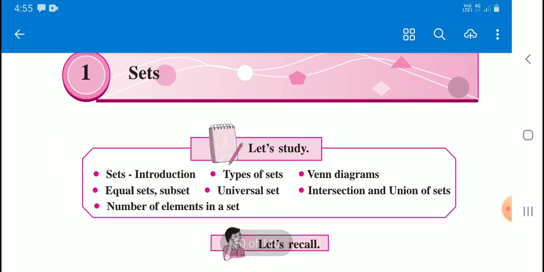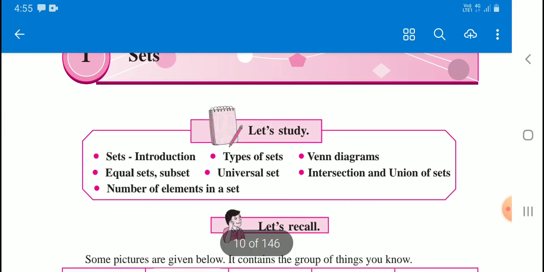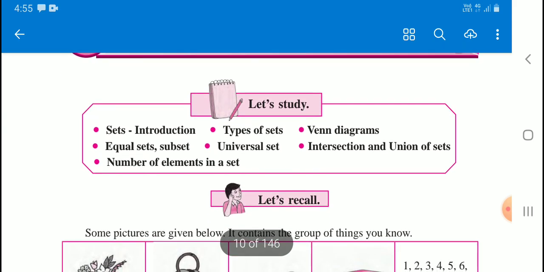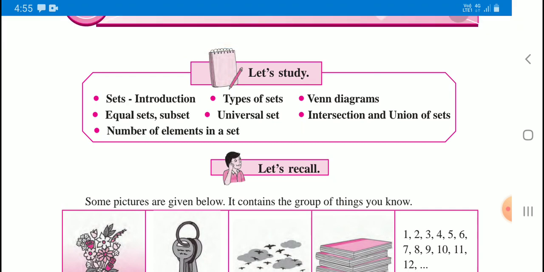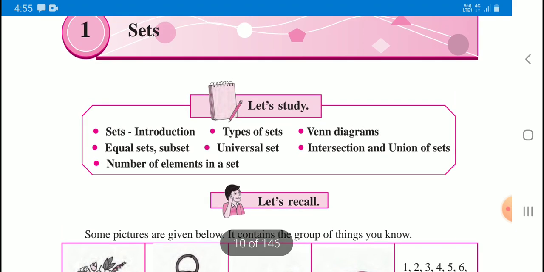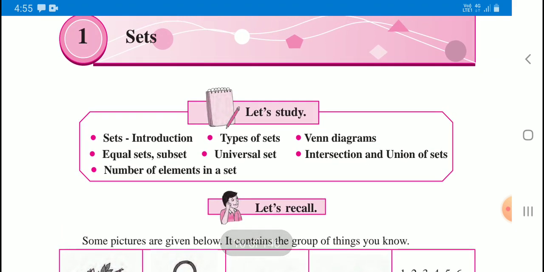Now, today we will study Mathematics Part 1, Chapter 1, Sets. In this topic, we will study the introduction of sets, types of sets, Venn diagrams, equal sets, subset, universal set, intersection and union of sets, and number of elements in a set. These points we will study in this topic. Now let us start.